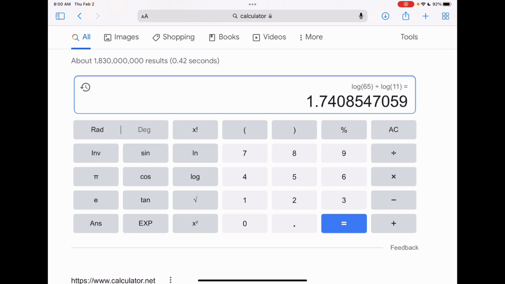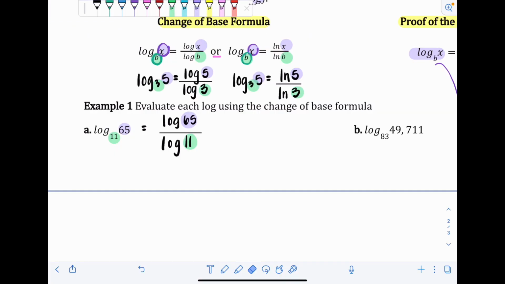And I just want to show you really quickly how if I had done the natural log instead of the common log, it would have ended up being the same answer. So it'll be natural log of 65, close the parentheses, and then divided by the natural log of 11. And it's the same exact answer, about 1.74. Okay, so log of 65 divided by log 11. Log of 11 was about 1.74.